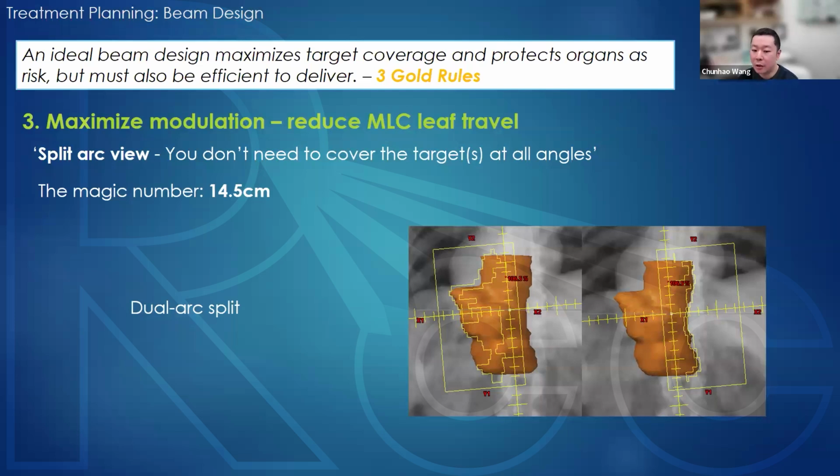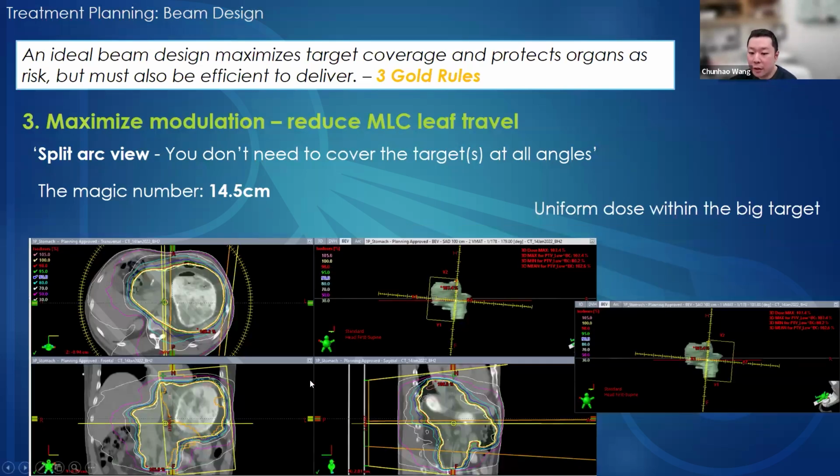So this is an example we call the dual arc split. You can see this is two arcs treating the lower esophagus. If we have one beam at collimator 5 degrees, the X opening will be too wide. So we're going to divide into two beams, one covering the left side in the beam's eye view, one covering the right side of the beam's eye view. For each beam, we limit the X opening or the leaf travel distance to less than 14.5 centimeters, but putting them together, the target will be fully covered, and we are able to maximize the modulation in each of them.